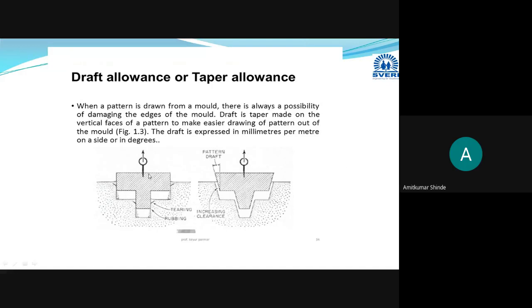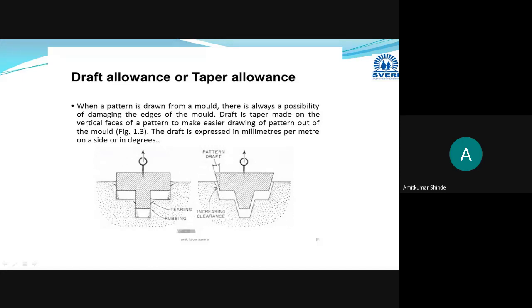Suppose this is your manufactured part and this is the mold. When you are removing that part from the mold, this is the direction of the removal. With the help of ejector pins, whenever you are ejecting it from the mold cavity, there will be some friction here between the wall of the mold and the wall of the manufactured part, and due to this friction, this final product or plastic part may get damaged.